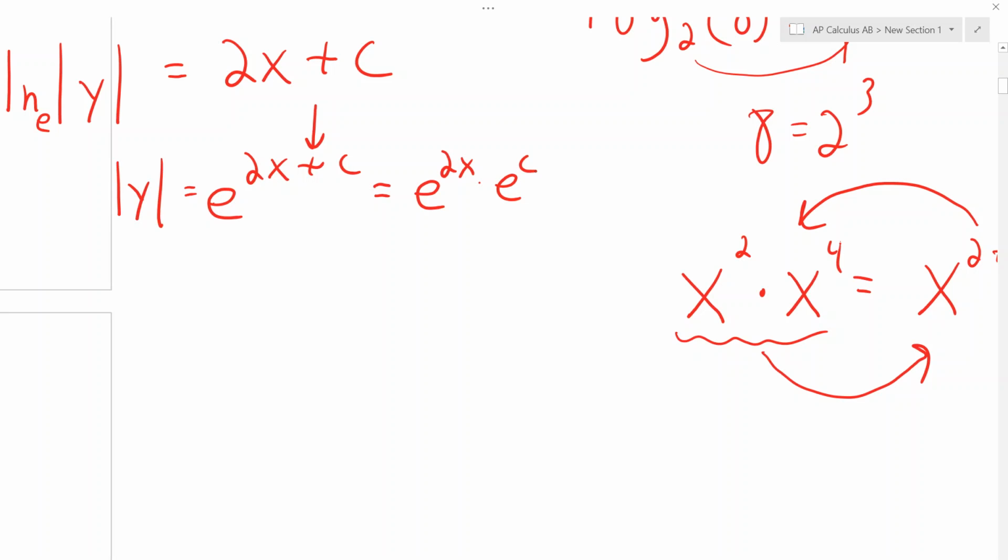The reason why that's better is, watch this insanity. C is just some constant. I just don't know what it is. Which means e to the c is just some constant. I don't know what it is. But rather than writing e to some number, we're going to take this whole number out and call it something different. Just one letter. They usually use a. So really what you'd see here is this.